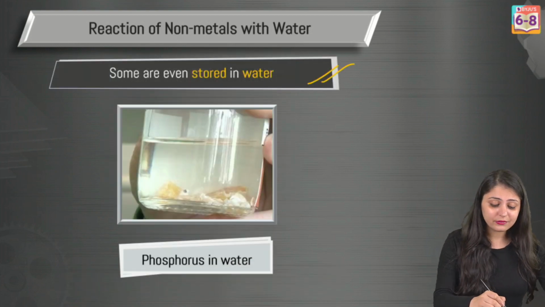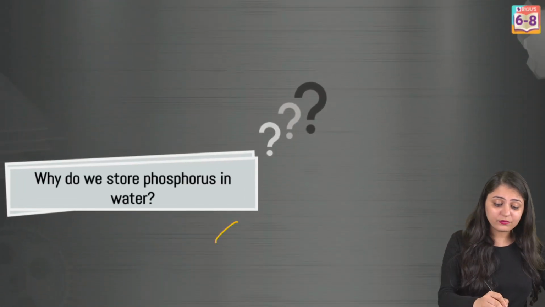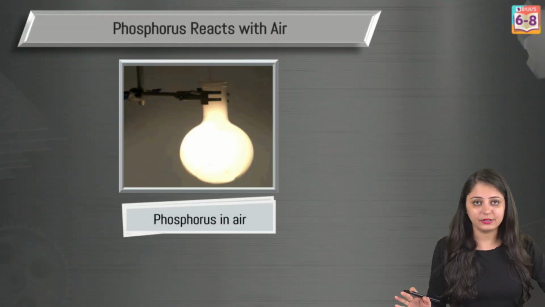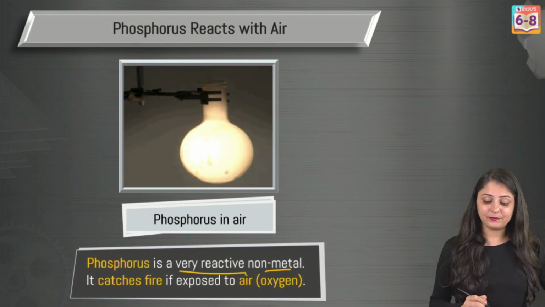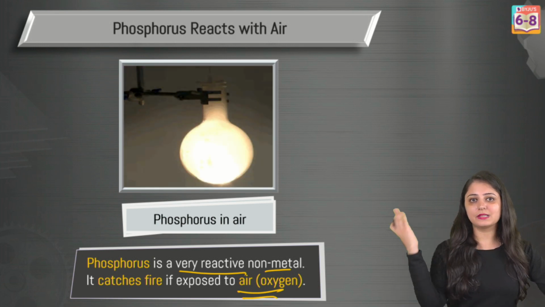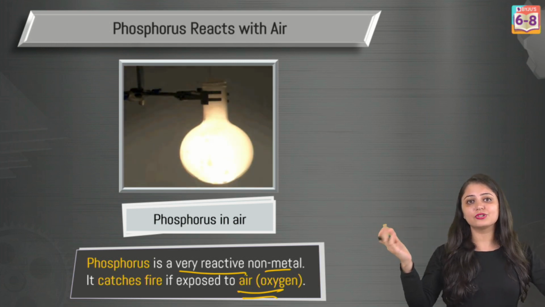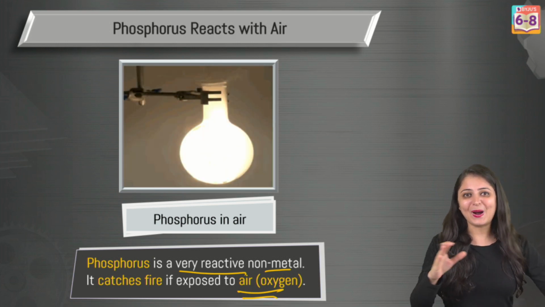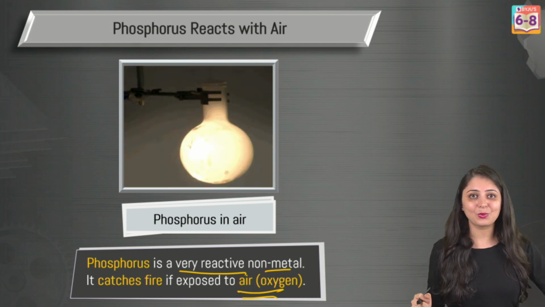You'll notice that phosphorus is stored in water. Why are we using water to store phosphorus? Well, some non-metals are very reactive in air, and phosphorus is one of them. Phosphorus is a very reactive non-metal and it catches fire when it is exposed to oxygen, that is, in the presence of air. So to prevent the contact of phosphorus with atmospheric oxygen, we are storing it in water. So I hope now you know why sodium is stored in kerosene and why phosphorus is stored in water.